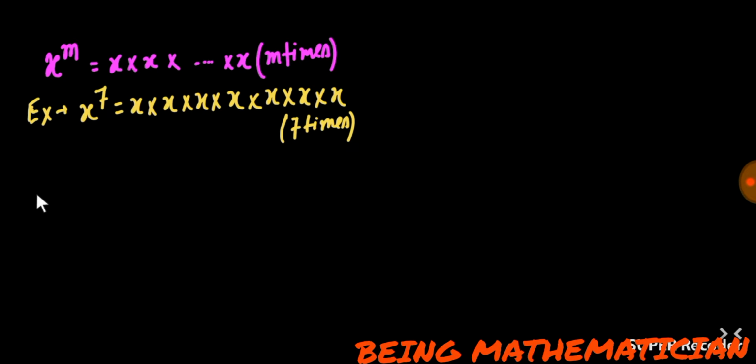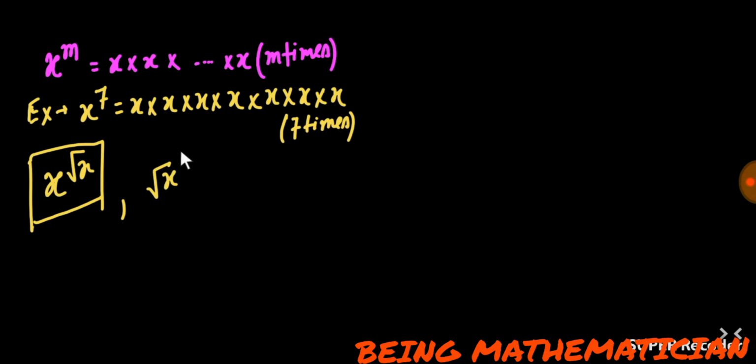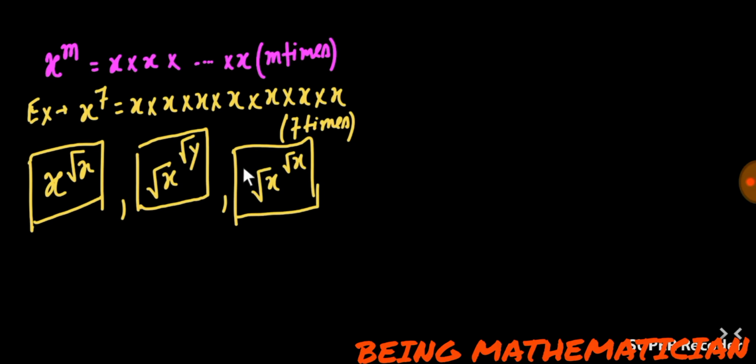Now, the question is, when the terms are x to the power root x, x to the power root y, root x to the power root x, then what is the explanation of such a term where the exponent of the term is irrational? Observe it, all exponents of the terms are irrationals. So let's explain it by an example.